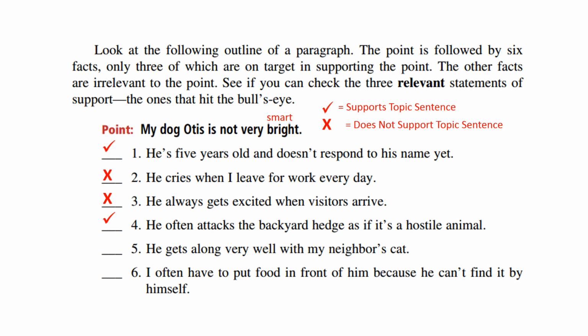Number 5, "He gets along very well with my neighbor's cat." Nope, that doesn't have anything to do with Otis not being very bright. In fact, it sounds like he's a smart dog. And finally, 6, "I often have to put food in front of him because he can't find it by himself." Does that sound like it supports Otis not being very bright? It sure could. So there you have 3 X's and 3 checks.